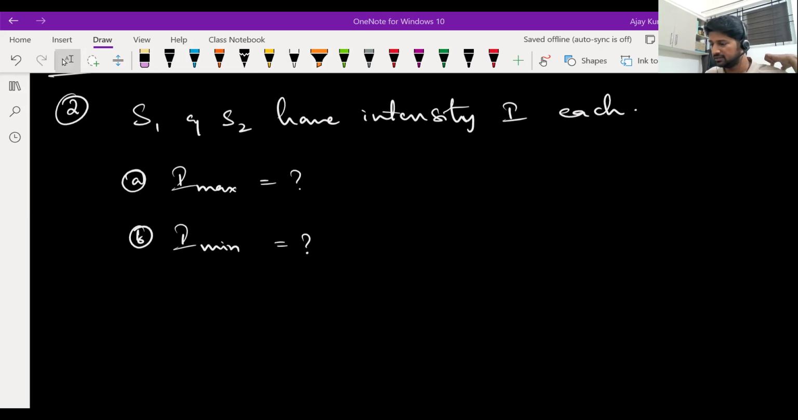And when can you expect minimum intensity on the screen? During destructive interference, and for that, the phase difference should be pi, 3 pi, 5 pi, odd multiples of pi. Okay. So you use the formula for effective intensity and tell me what are the maximum and minimum intensities in this case.